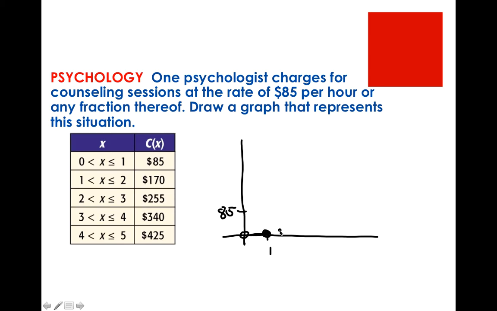I'm looking at my inequality symbol. And then, right here, I meant to put it at that point. And then at 1 hour, the price jumps again. For the next hour, from 1 to 2 hours, instead of being $85, it's $170. So the price jumps, and if you're there for an hour and a half, you're still paying $170 until you get up to 2 hours.